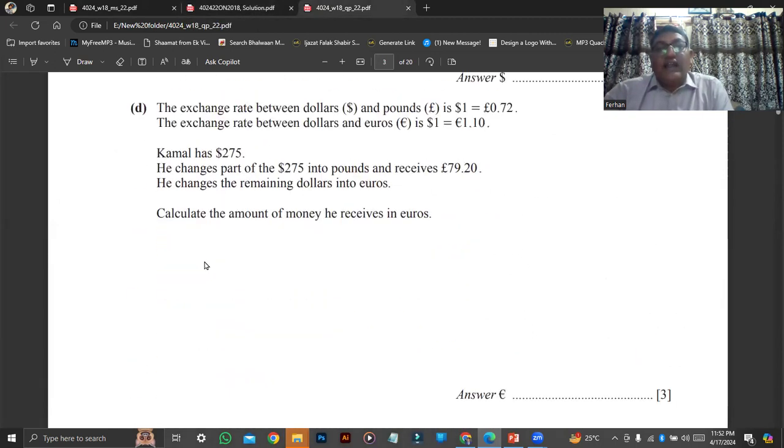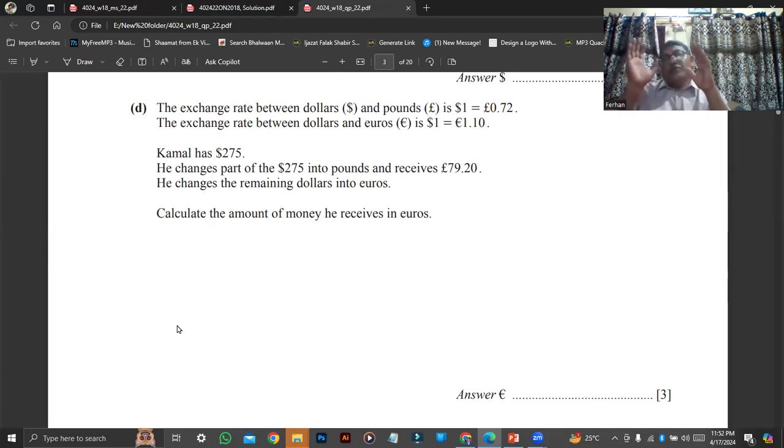Okay, question number 1, and it's D part, and it's a 3 marks question. It says the exchange rate between dollars and the pound is that $1 is equal to 0.72 pounds. The exchange rate between dollars and euros is that $1 is equal to 1.1 euro. Kamal has $275. He changes part of the $275 into pounds and receives 79.20 pounds. He changes the remaining dollars into euros. Calculate the amount of money he receives in euros.